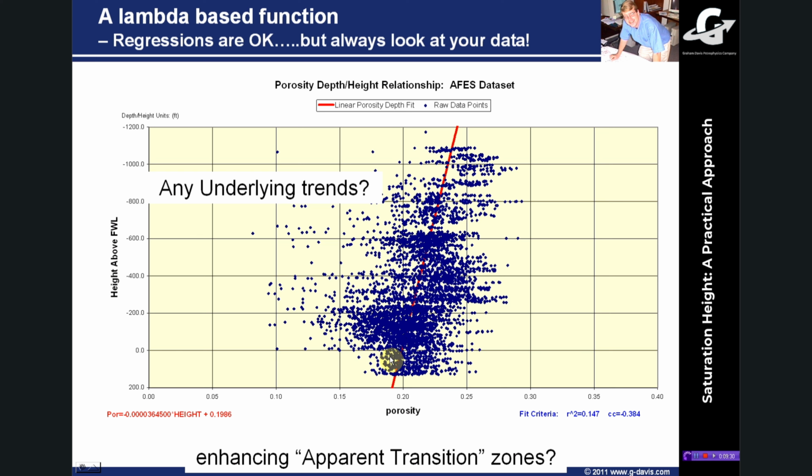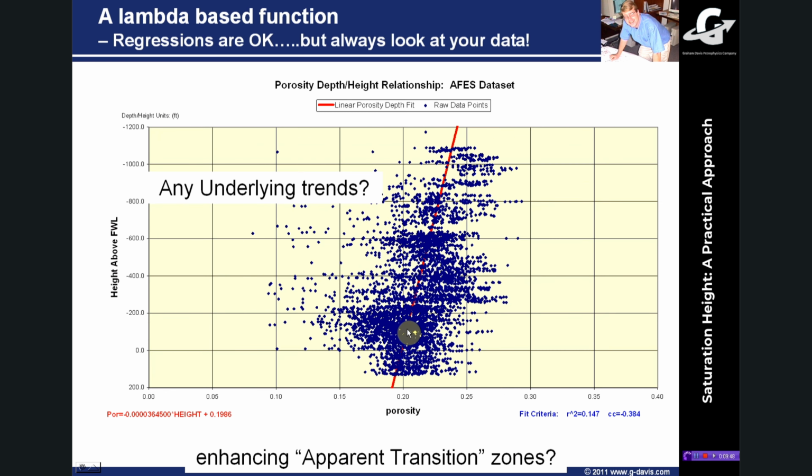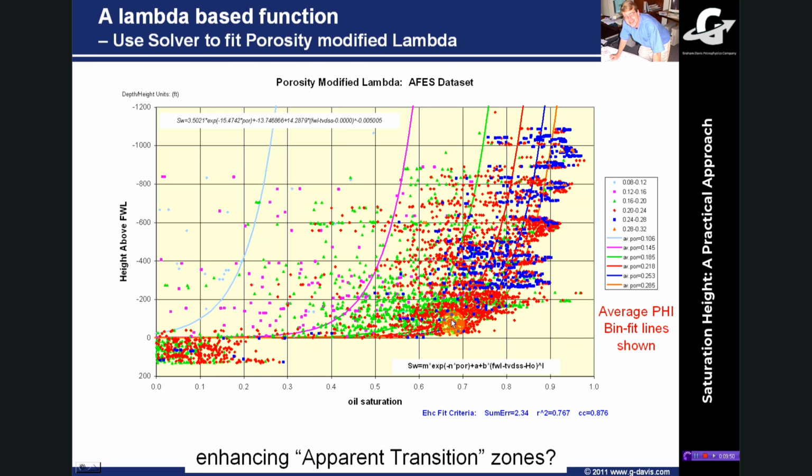It's quite a typical effect, and sometimes this can act to enhance the apparent transition zone. So what do I mean by that? Well, if we have a look at this particular data set, it has quite clearly a decreasing porosity with depth trend, and that can actually enhance the apparent transition zone. So here are all those data sets.